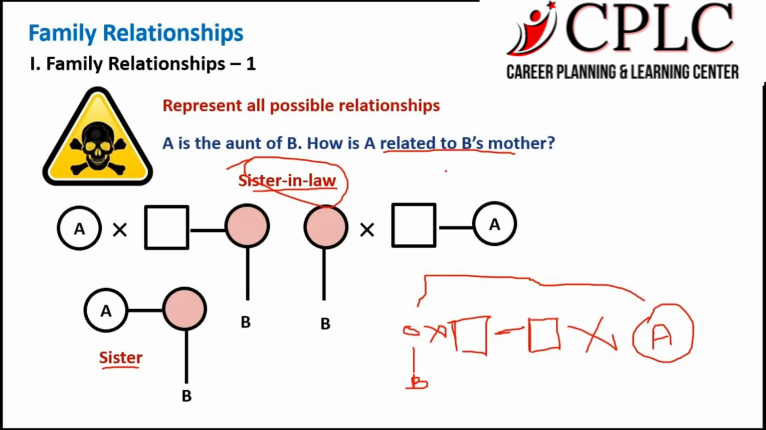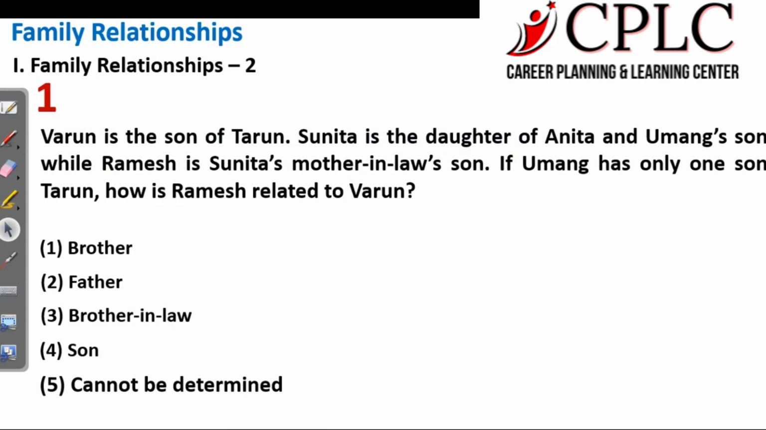So to be able to understand and answer the question properly, you need to always think a little harder and always think of other scenarios as well. And hence, this is going to be another rule that you have to remember, which is to try and represent all the possible relationships. Now we are starting with the first question.